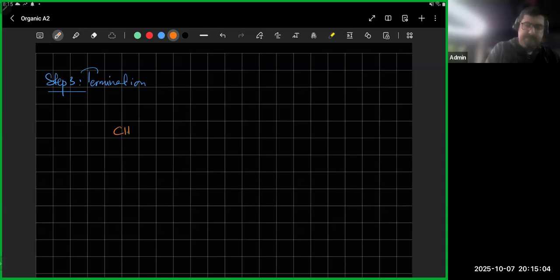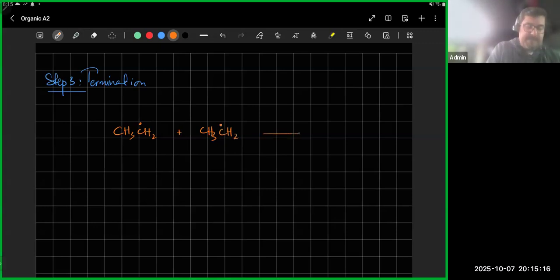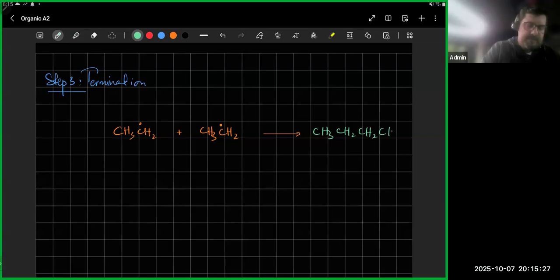So for example, you have a CH3CH2 radical getting produced, and the bonds are incomplete. So there's another radical and those bonds are also incomplete. So the two carbons can simply get together and form a bond with each other, and you'll get a product which is not a radical anymore. Okay?